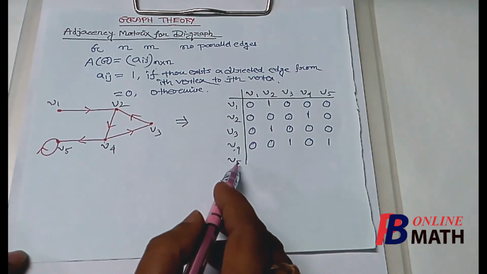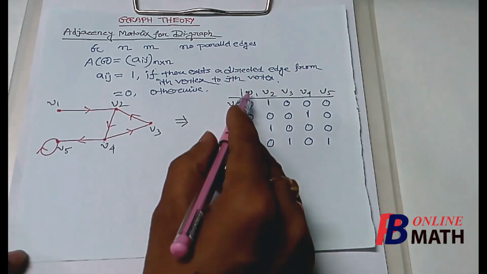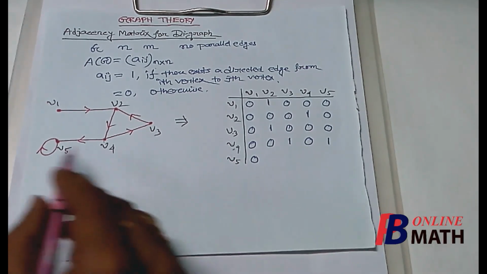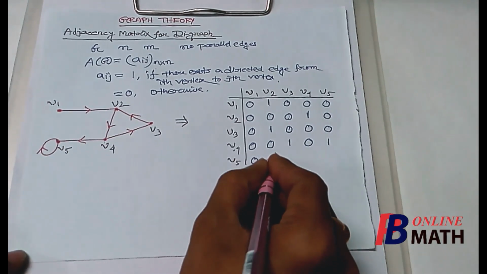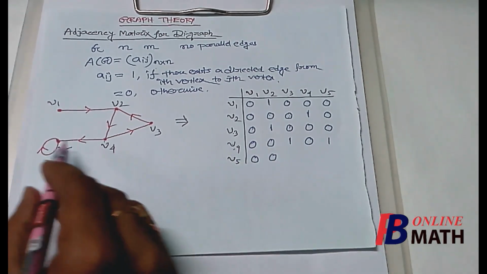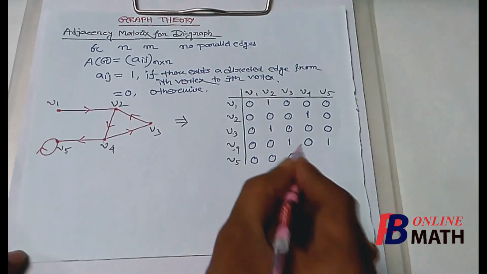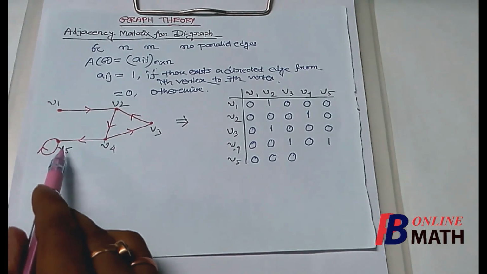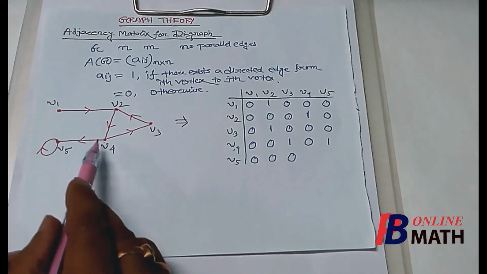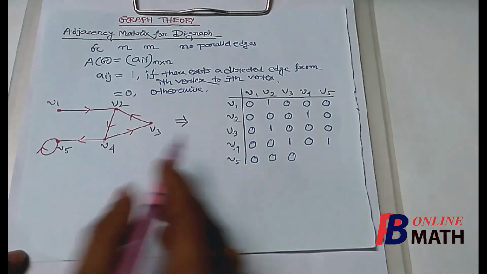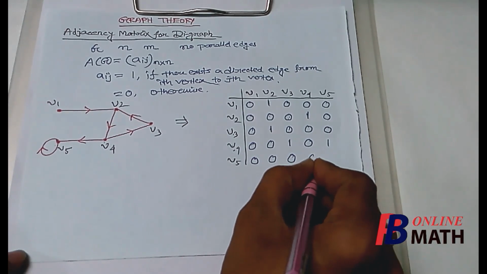We find that there is no edge from V5 to V1, so we put 0 here. There is no edge from V5 to V2, again this is 0. There is no edge from V5 to V3, so it is again 0. Here we find that there is no edge from V5 to V4. There is one edge from V4 to V5, but no edge from V5 to V4, so we put 0 here.